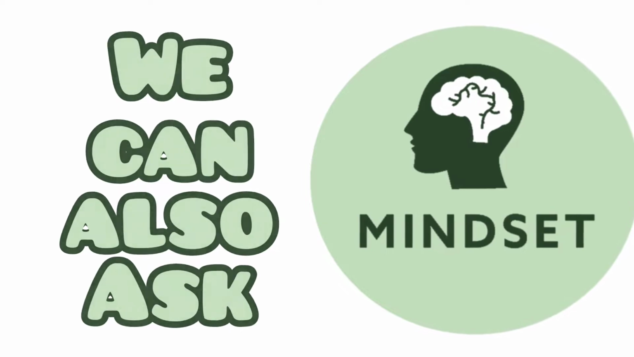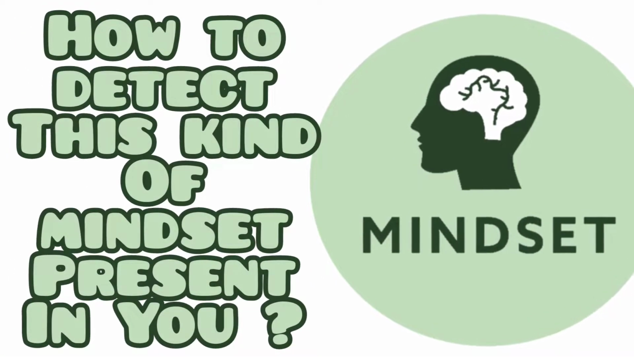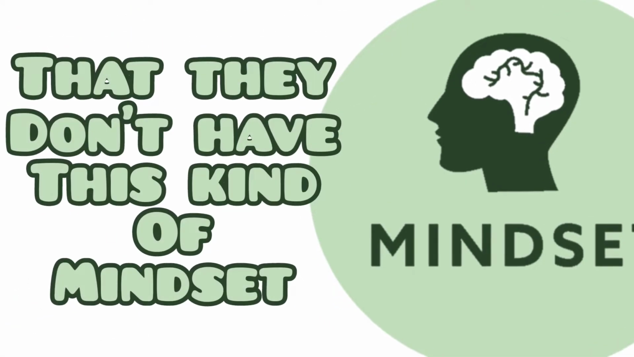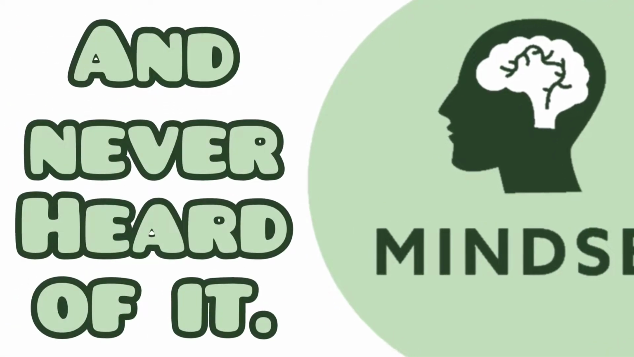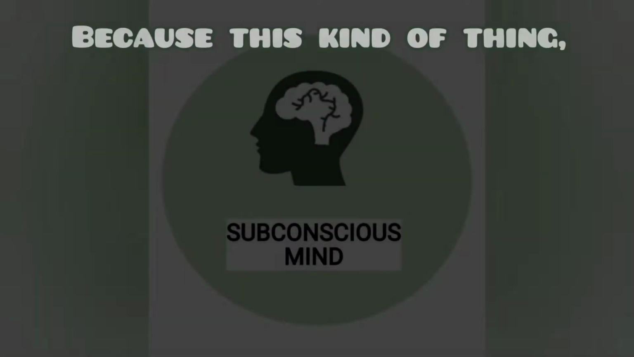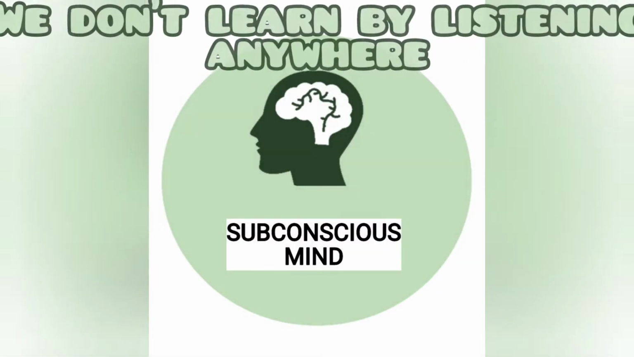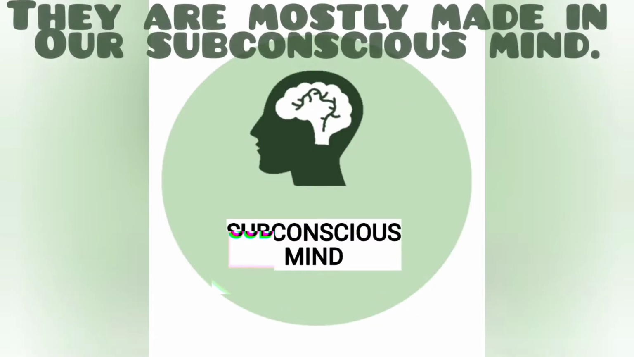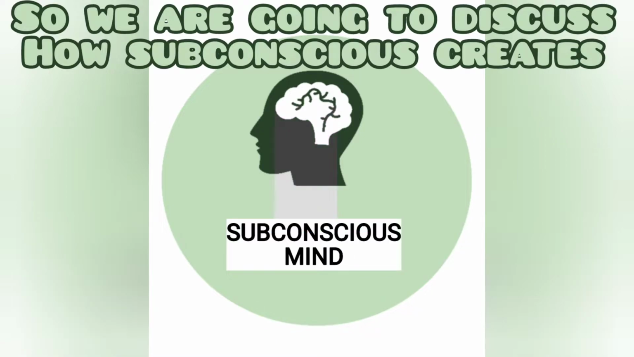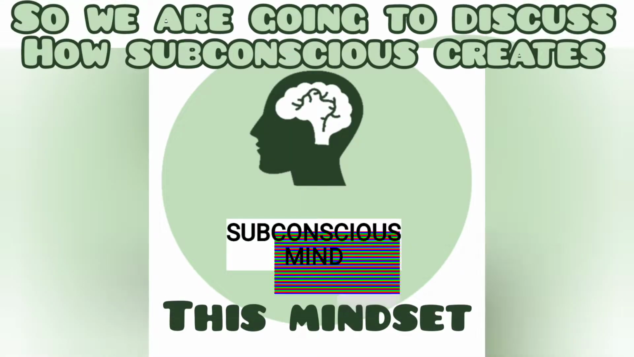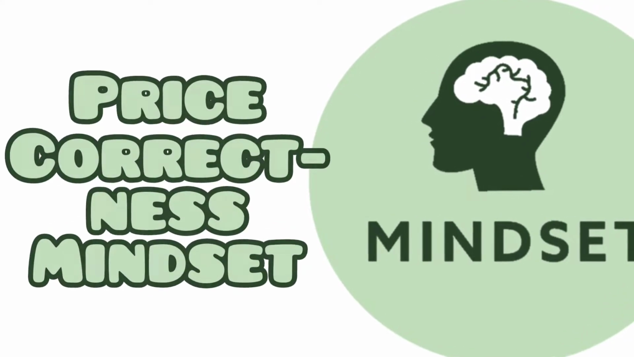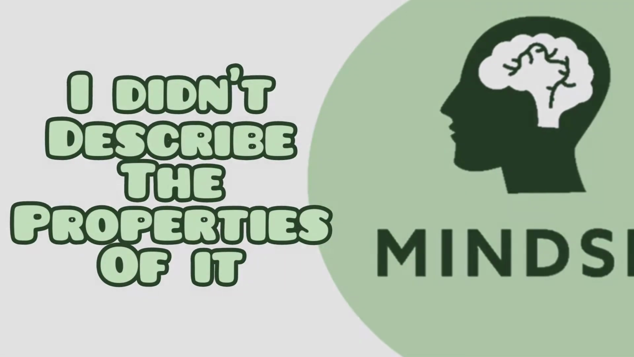We can also ask, how do we detect that this kind of mindset is present in you? Some people may think that they don't have this mindset and have never heard of it, but that does not mean that they don't act according to the mindset. Because we don't learn these kinds of things by listening anywhere, they are mostly formed in our subconscious mind. So we are going to discuss how the subconscious creates this mindset. I just named this mindset the price correctness mindset. I didn't describe its properties.